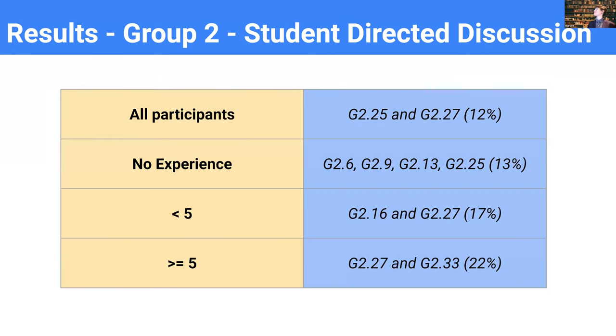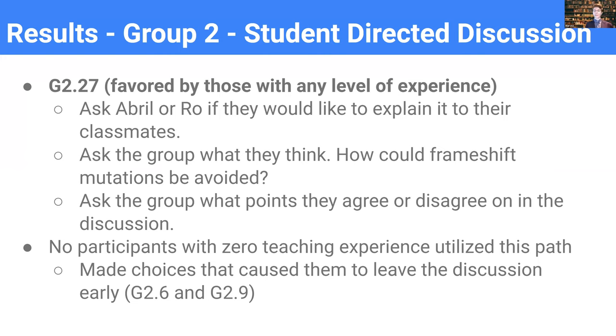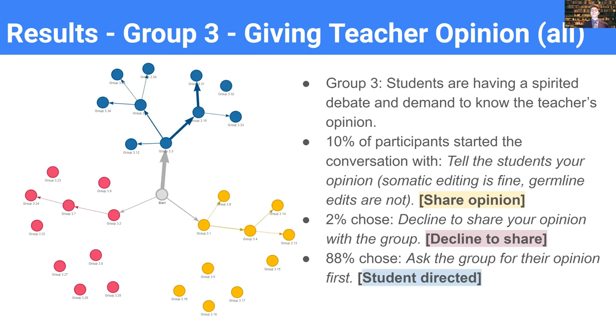And for this one, the participants were much more spread out over the simulation with lots of paths being favored, especially in the no experience group. Path 27 was pretty common, but what was interesting is that none of the participants with zero teaching experience utilized path 27, and they actually made choices that caused them to leave the discussion early and move on to the next group.